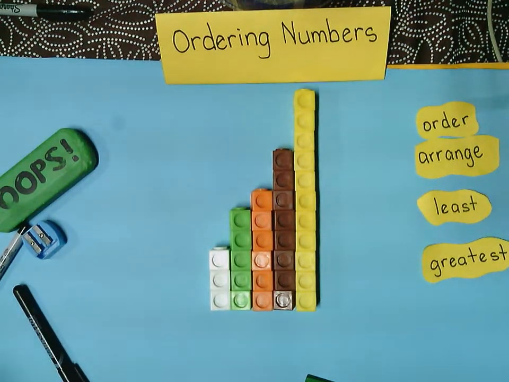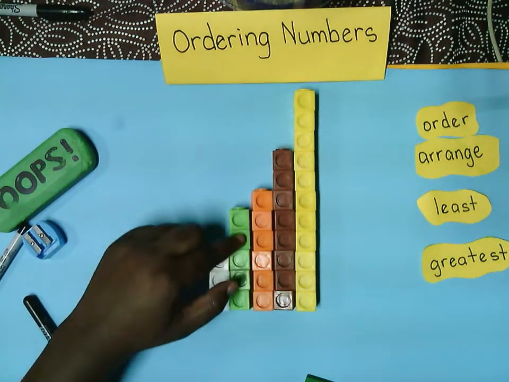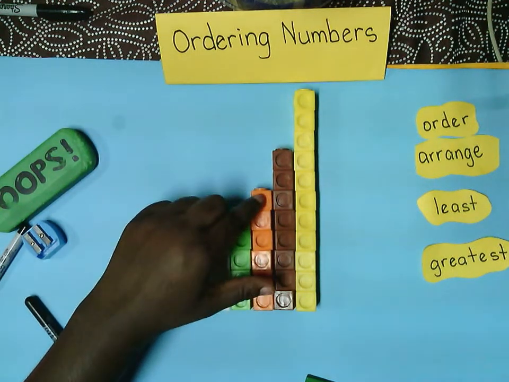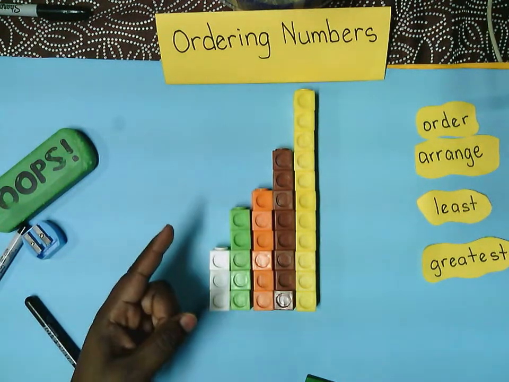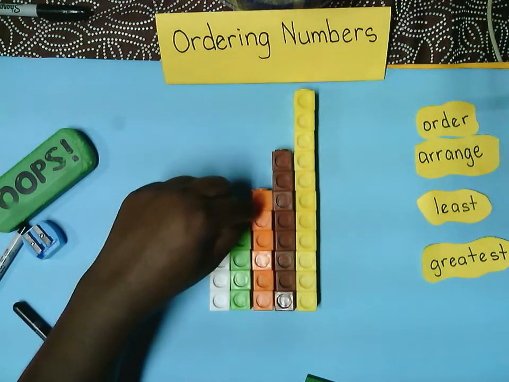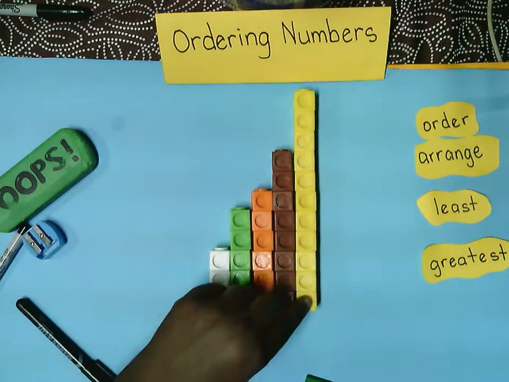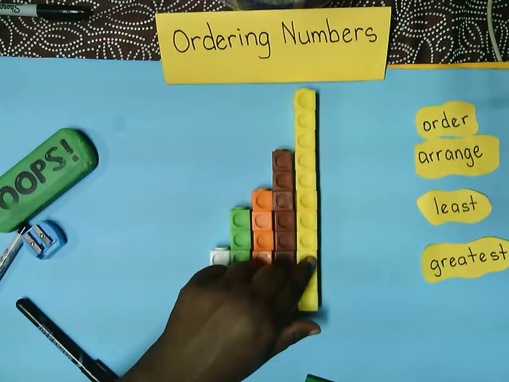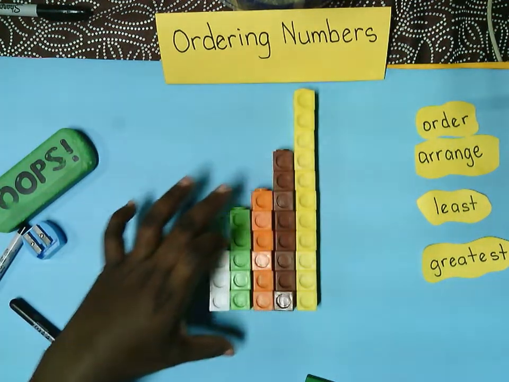Now I can put a number to them. The white has 1, 2, 3. Green has 1, 2, 3, 4, 5. 5 is greater than 3. Orange has 6. 6 is greater than 5. And then brown has 8. 8 is greater or more than 6. And then the yellow has 11, and 11 is greater or bigger than 8. In fact, 11 is greater than all of them.